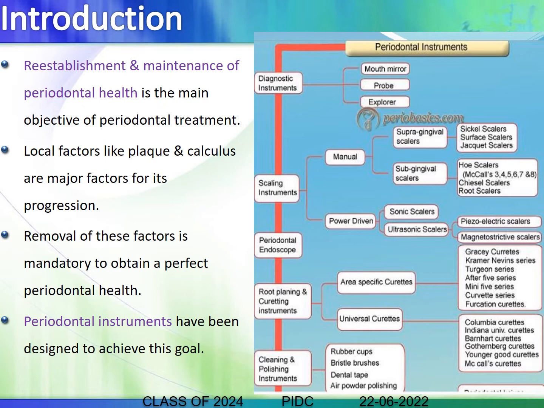And then come your power driven instruments, your sonic and your ultrasonic scalers. Ultrasonic scalers are again of two types: piezoelectric scalers and magnetostrictive scalers. Root planing instruments and curettage instruments, area specific and universal curettes, are there. Cleaning instruments: you have your rubber cups, bristle brushes, dental tape and air polishing devices.